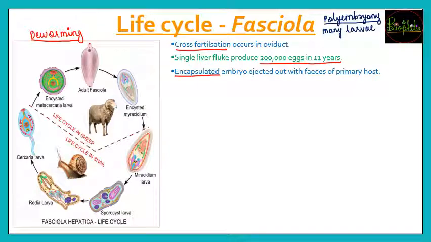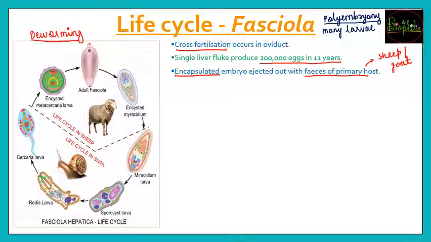The embryo is enclosed in a covering and sent out from the feces of the primary host. Now this encapsulated embryo, sitting in its little bunker, comes out with the feces of the primary host. So who is the primary host? Primary host is generally the sheep or the goat in the case of liver fluke. So if the feces, the droppings of the sheep or goat, contain these encapsulated embryos, then it is going to be the infected feces.